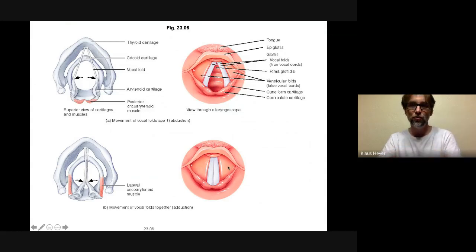And so what the ventricular folds do is, like if you're going to breathe in, take a breath in, and then hold it, in anticipation that someone's going to punch you in the stomach or something, you're pushing it down. That's what your ventricular folds are for.